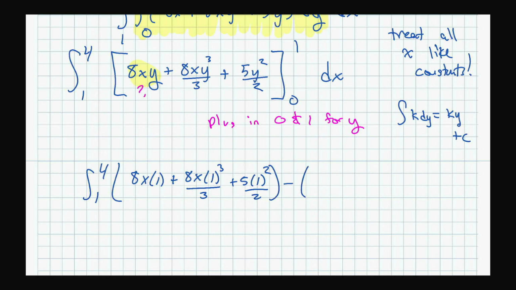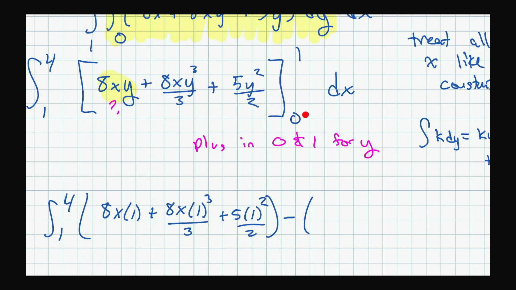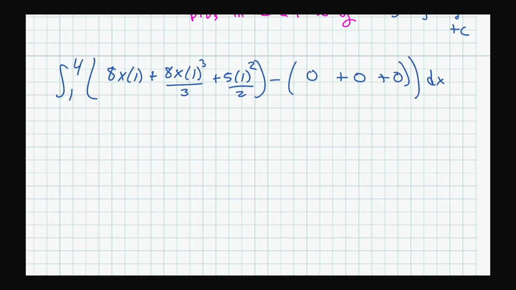minus, and then we're plugging in zeros. And what happens on these a lot of times, you like seeing zeros, because if you plug in a 0 for y, you're going to end up with just a 0 and a 0 and a 0 when you plug them in. So you like those. So I didn't write them out.